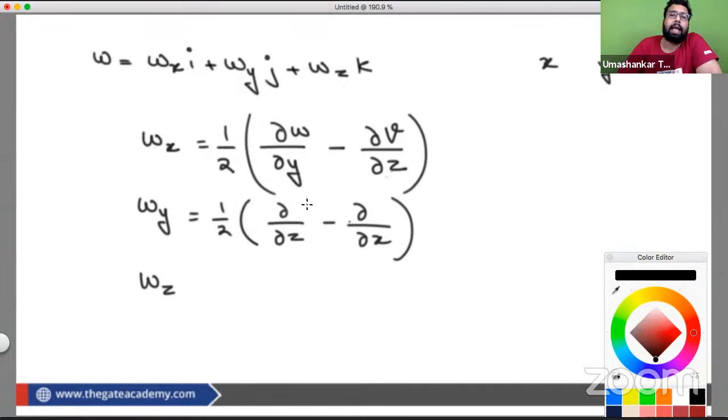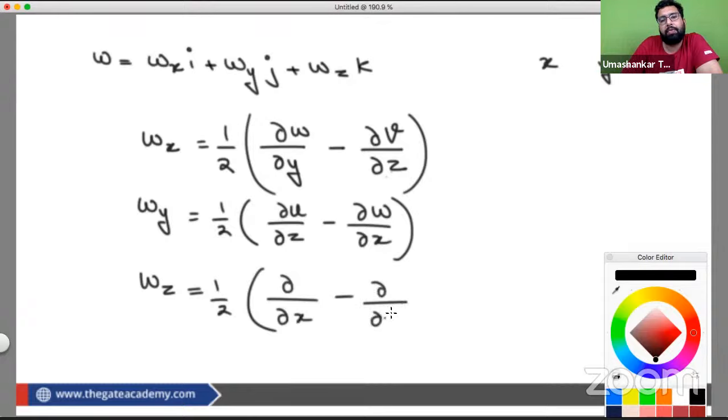So the component of velocity in the direction of x is u, and in the direction of z it is w. Now after z, what do we have? We have x. After x, what do we have? We have y. The component of velocity in the direction of y is v, and in the direction of x is u. So we can write it this way: del v by del x minus del u by del y, with a half. Is it fine, beta? How we have written it?